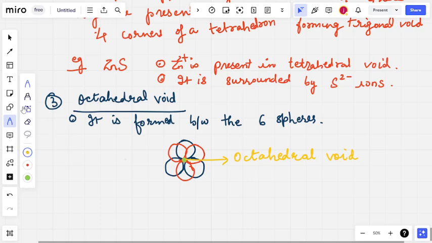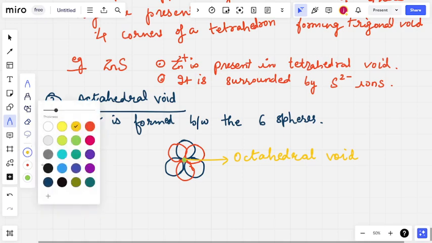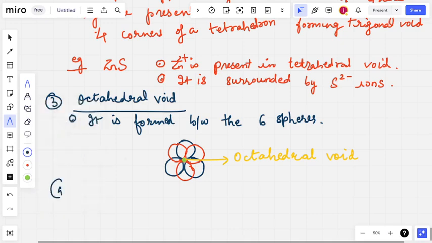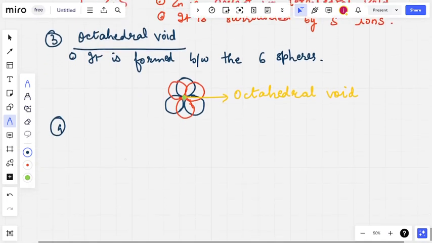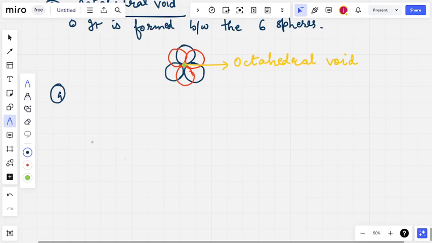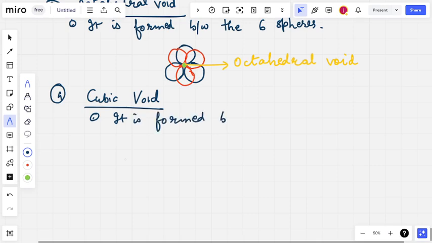Is this clear to everyone who is watching? Okay, so we now move on to the next type of void, which is the cubic void. It is formed between 8 spheres. Example is cesium chloride.